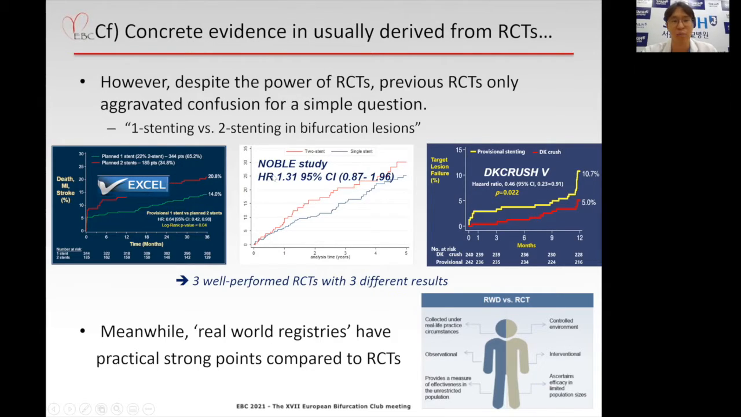The EXCEL, the NOBLE, the DK CRUSH studies all studied the same topic. However, the results were very different regarding this very simple question. So probably the real-world registries, which have practical strong points compared to RCTs, may be a better study topic for bifurcation PCI patients.